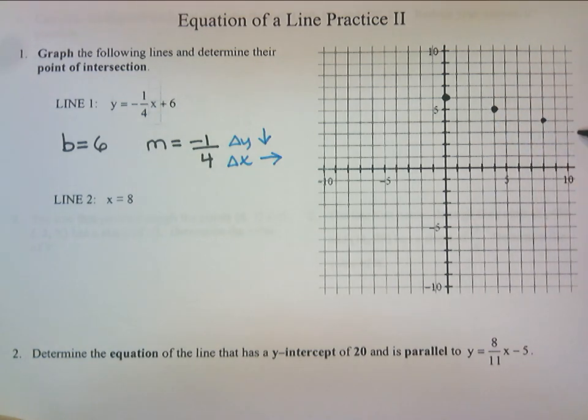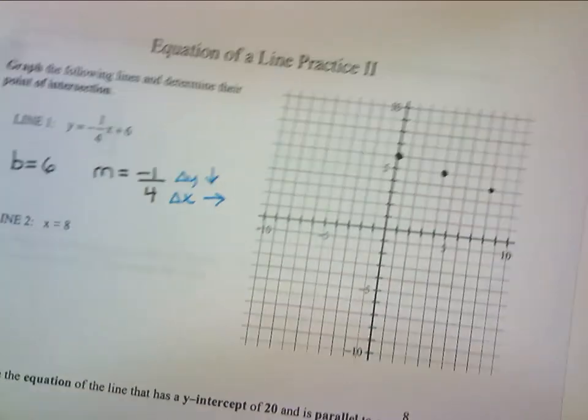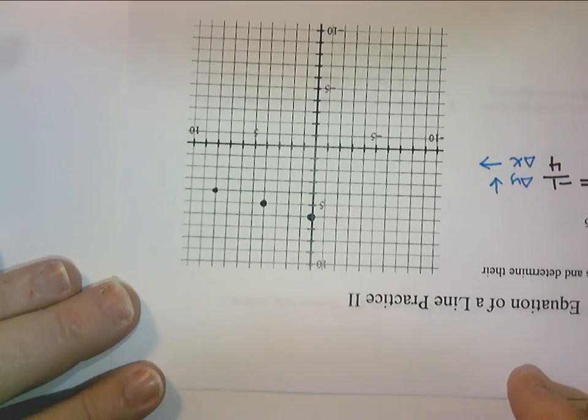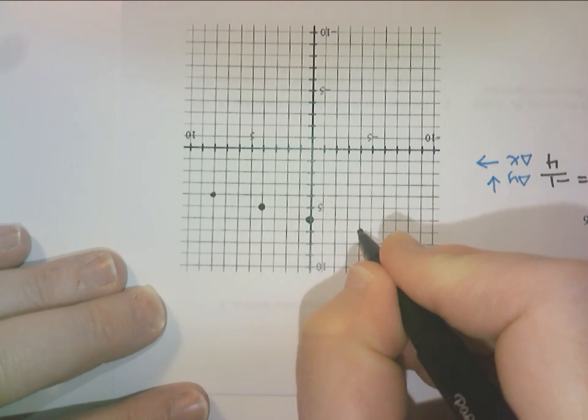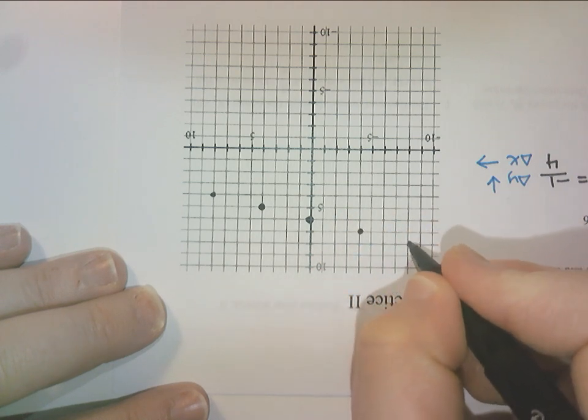And we continue that until we run out of grid to graph on. And then I want to go fill in the backwards part, so you can either reverse the pattern or turn that page upside down and continue going down 1 and over 4. And you want to do that until you hit the end of the other side of the grid.